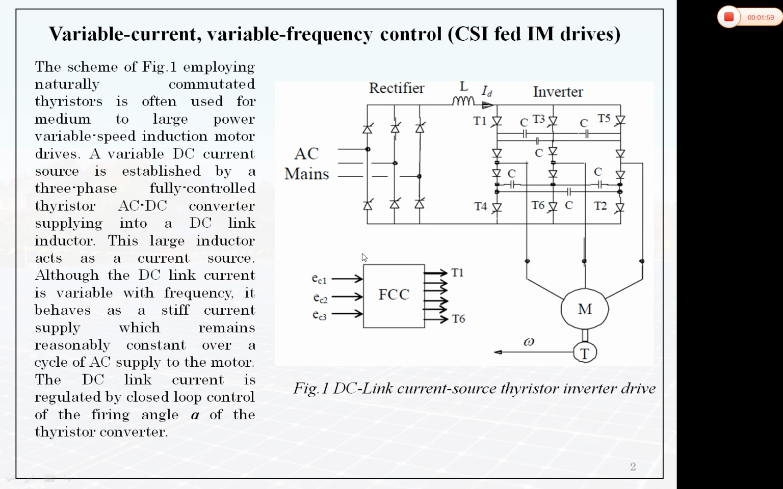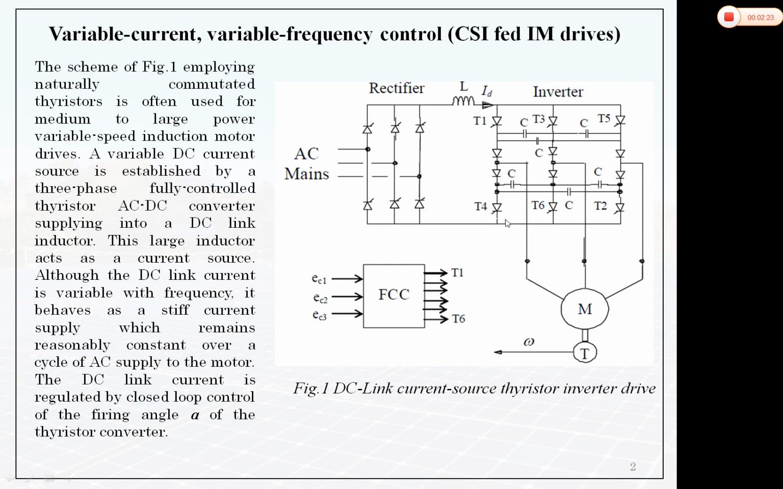Similarly, if we are having a DC supply here, we have to use a DC chopper to regulate this DC link current. Again, we have to use this inductor, so that this ID should remain constant for that interval. So this type of drive, you can see that a lot of devices we are using.